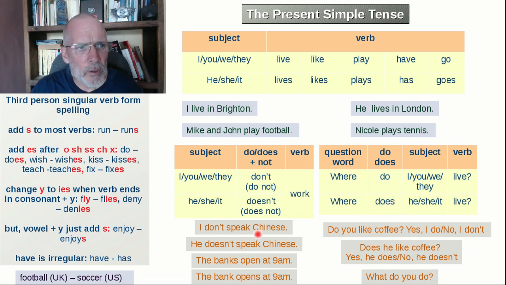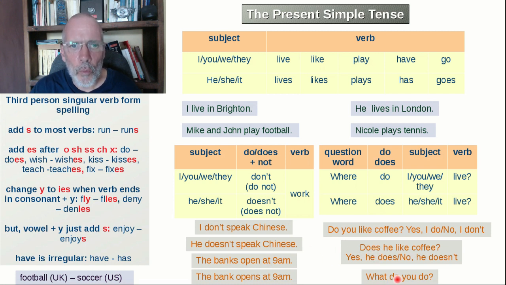So just to finish this slide, underneath here I have some more examples, some negatives. I don't speak Chinese. He doesn't speak Chinese. Notice the difference here. Here we're using don't and here doesn't. Does he like coffee? Yes, he does. No, he doesn't. Another short answer. A yes or no question with a short answer.